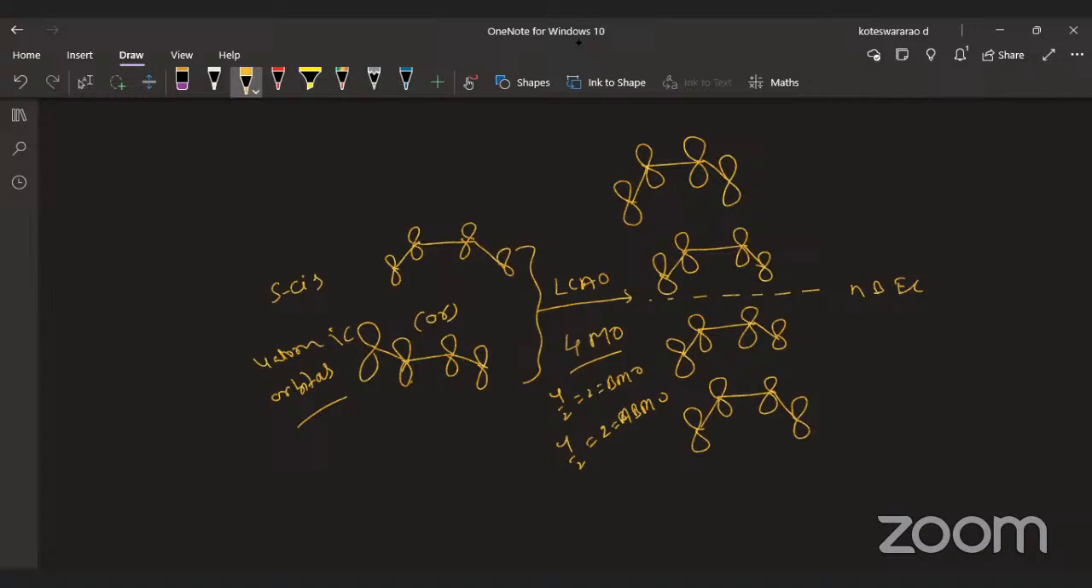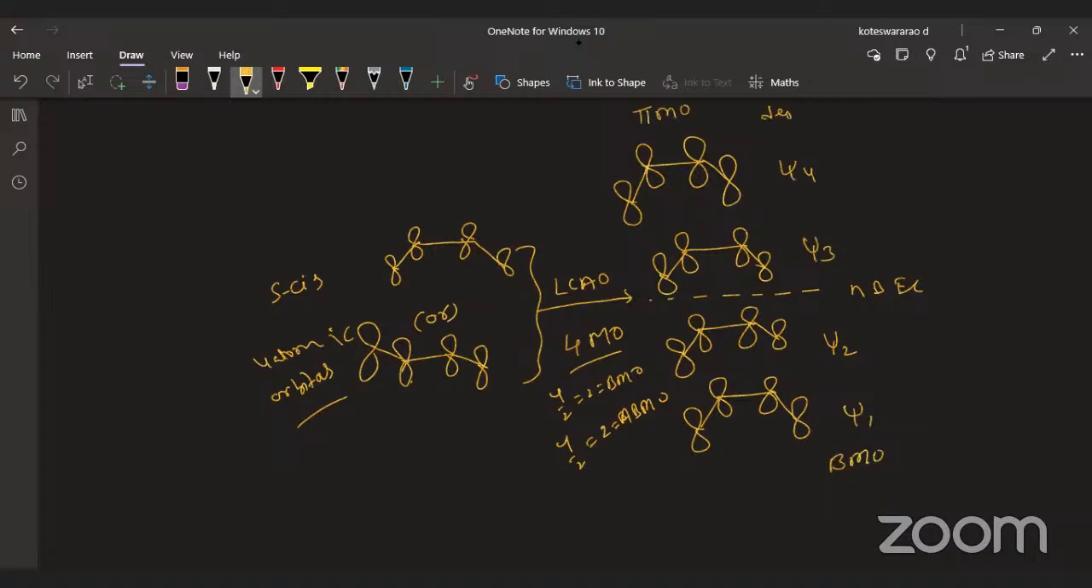These are the first two, indicated as psi1, psi2. These two are the bonding molecular orbitals, the lower energy orbitals, and psi3, psi4 are the anti-bonding pi molecular orbitals.